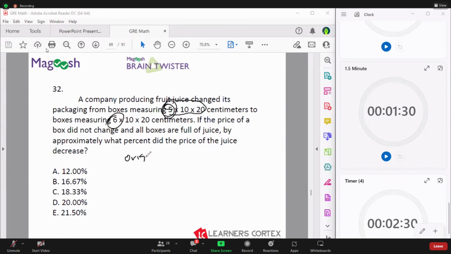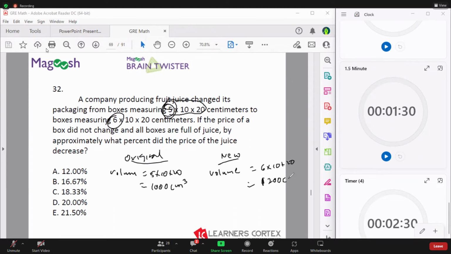Okay, so the original volume was 5 times 10 times 20, which is basically 1000 centimeter cube. Now the new volume is 6 times 10 times 20, which is 1200 centimeter cube. It says that the price did not change at all. The price did not change and the boxes are full of juice. So let's assume that 1 centimeter cube is 1 rupee.